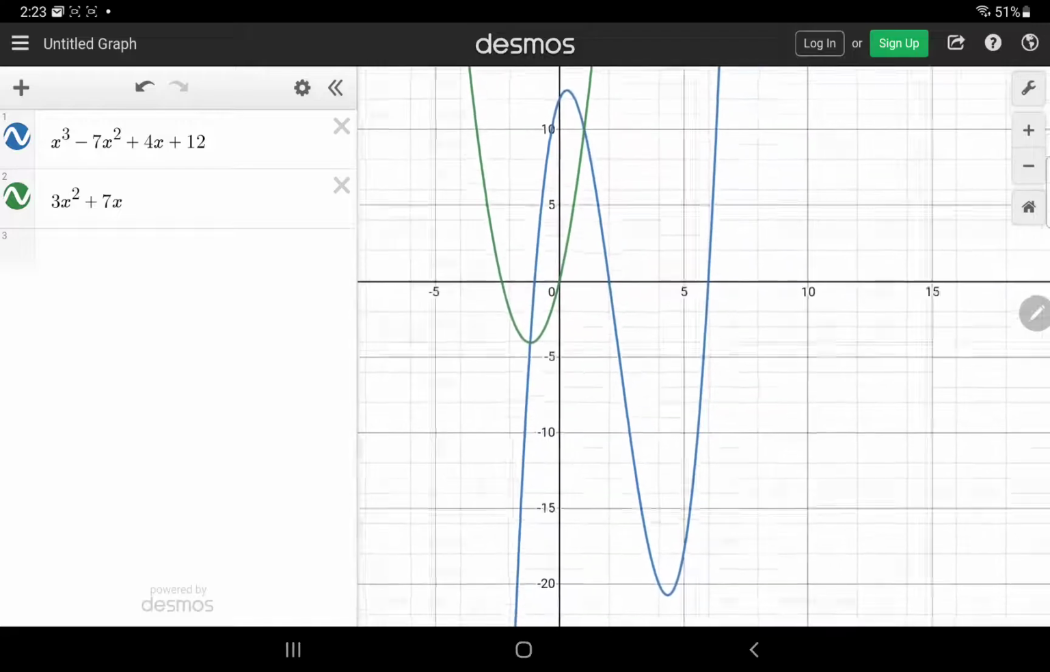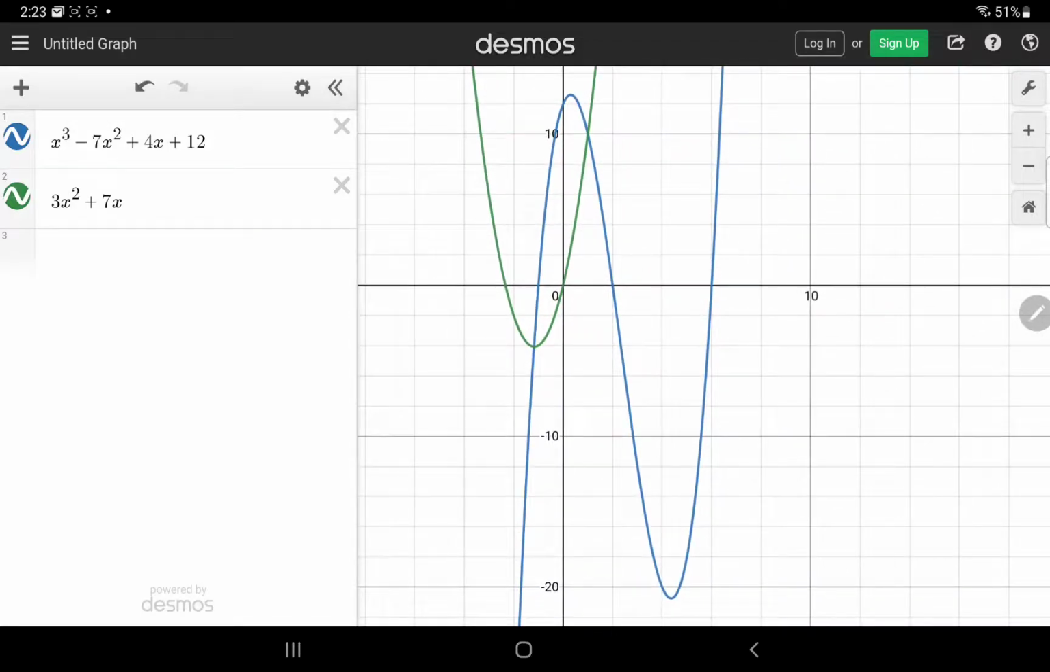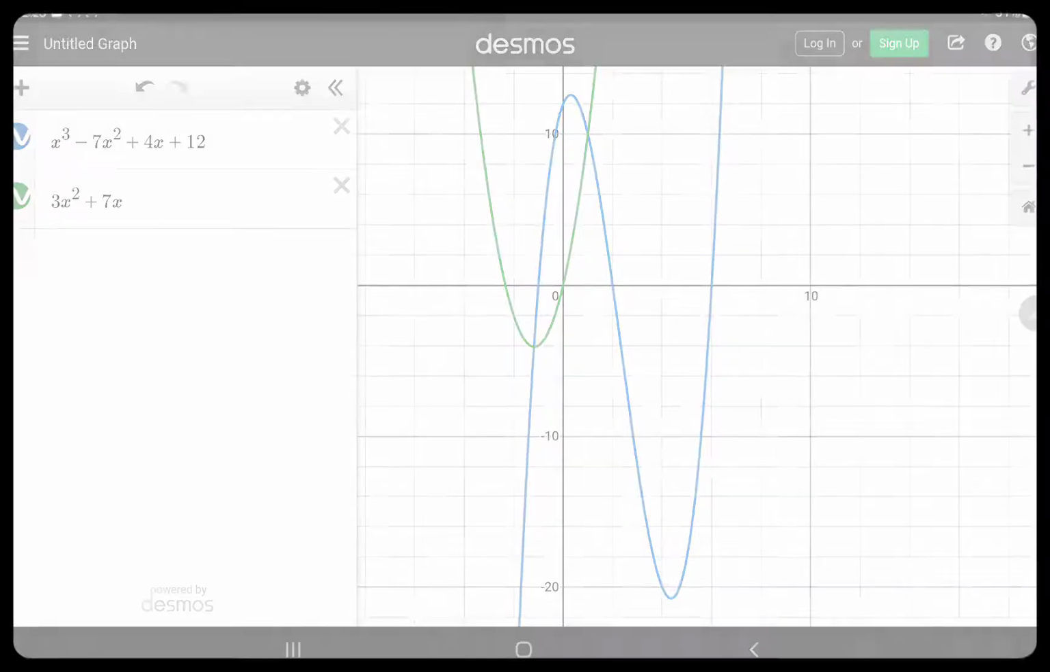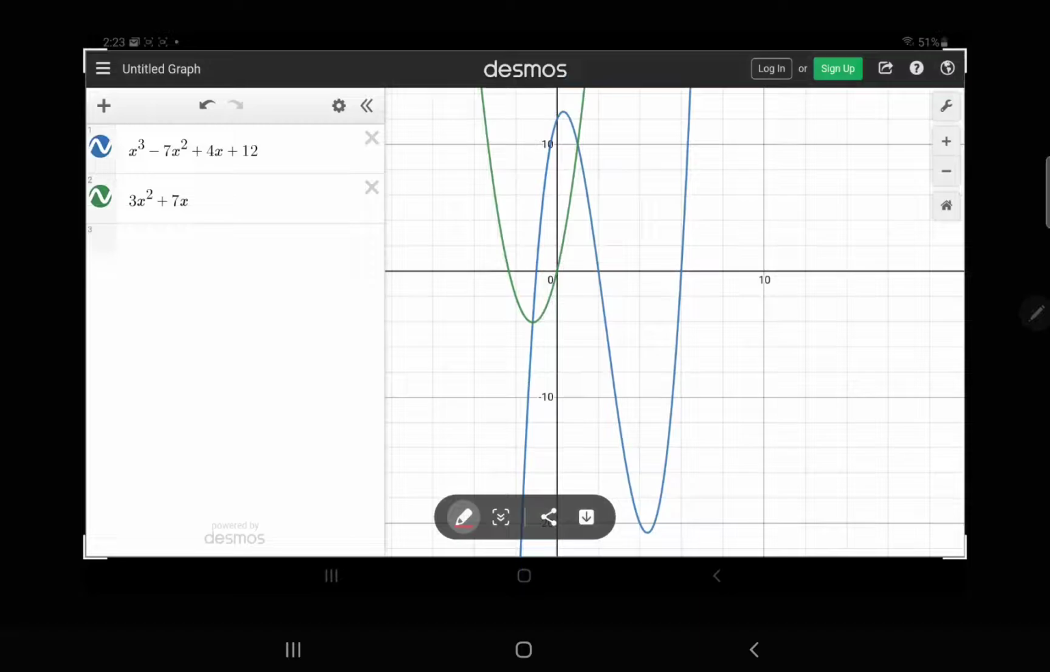So when we look at our graph, when is the blue graph, which is this here, greater than the green graph? Basically, when is it above? And you can see that the blue is always above the green in this section here. And that's going to be the interval that we found. That was the negative 1.18 to 1. That was the first interval that we found right there, where the blue is above the green.